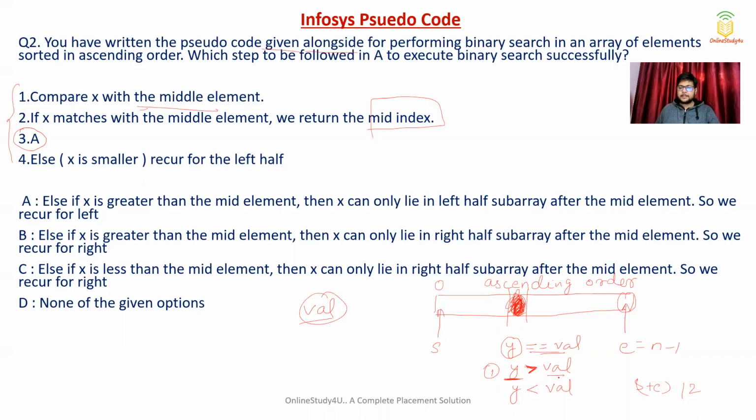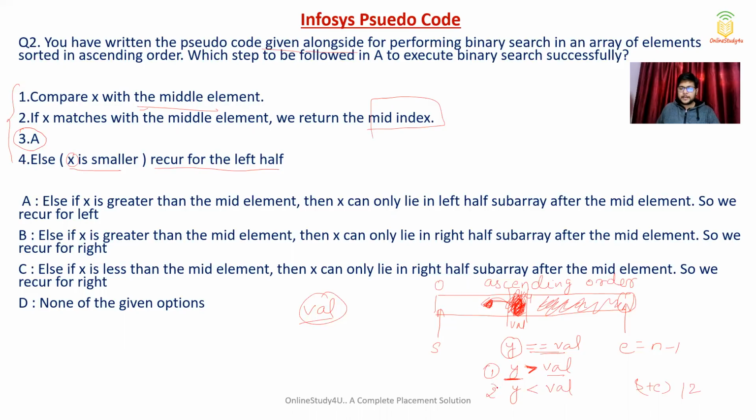The mid index value is greater than val. So in this case, we know that our val is less than this. So obviously it will be present in this half, because val is less than this. Since the array is sorted in ascending order, my val will be less than these as well. So if the value to be searched is less than this, it will be less than these numbers as well. So I have to search in this area. If x, the number to be searched, is smaller, recur to the left half. I mean, I have to search in this half.